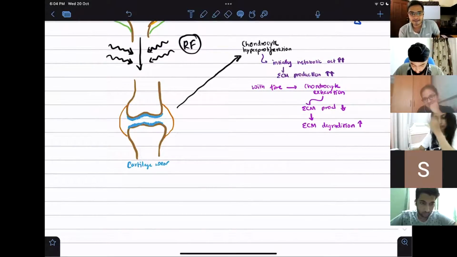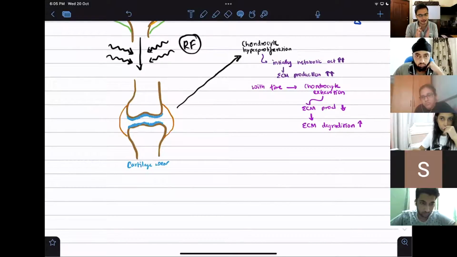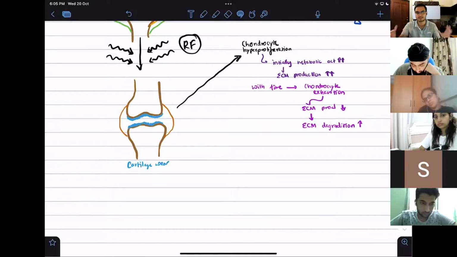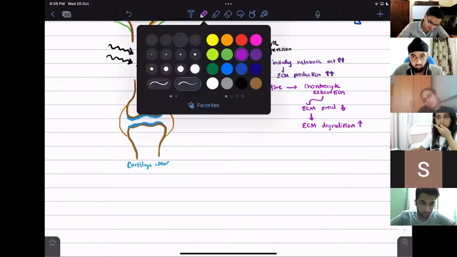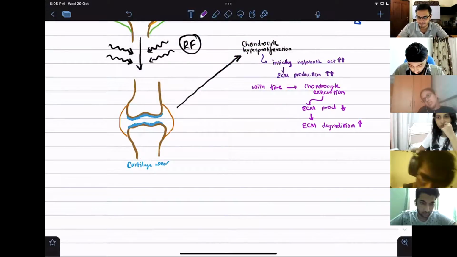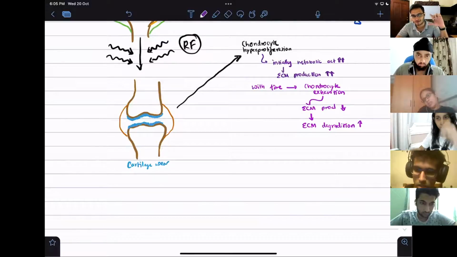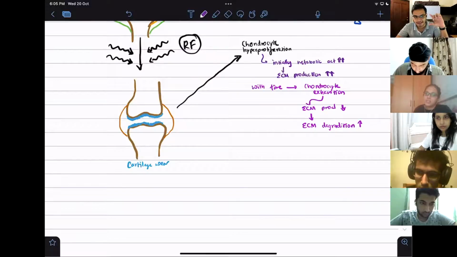So ECM degradation increases. When you hear ECM degradation, what things are actually getting degraded? We discussed the histology of the extracellular matrix. What is that? Collagen, elastins, proteoglycans. In the proteoglycans, what is the major structure within? Hyaluronic acid, and what is the other part? The aggrecan, the negatively charged particle.